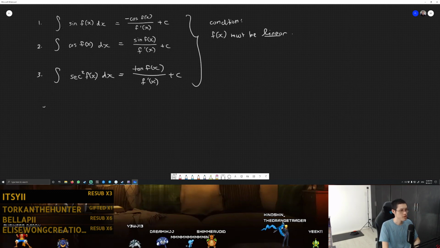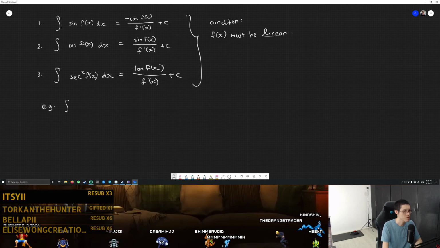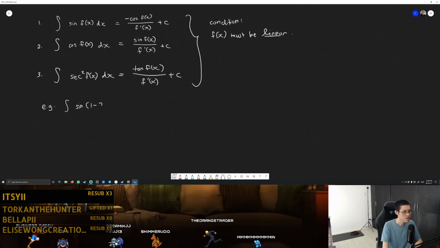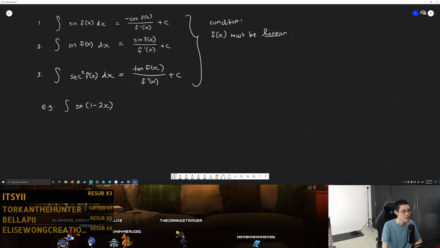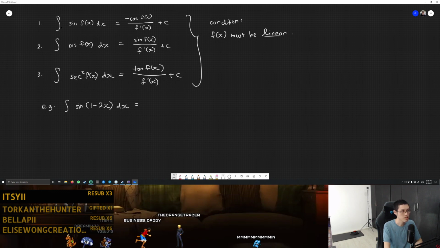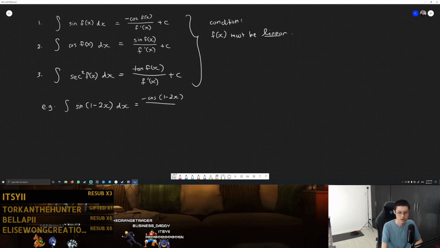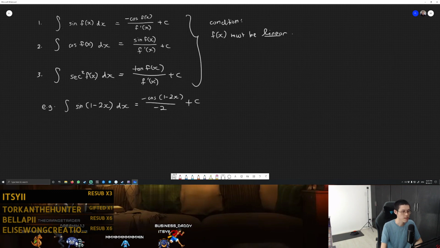First example. Let's say we integrate sine (1 minus 2x), don't forget your dx. What are you going to get? You're going to get negative cos (1 minus 2x). And then what happens when you differentiate 1 minus 2x? You get negative 2. So you just put that at the bottom like so, and you're done.